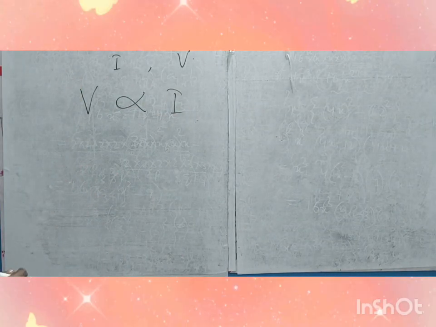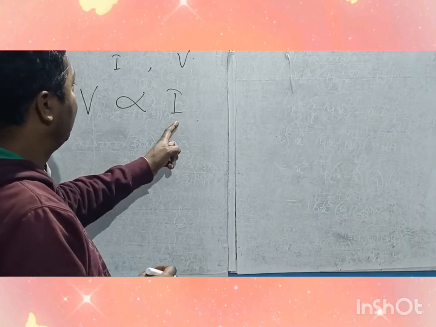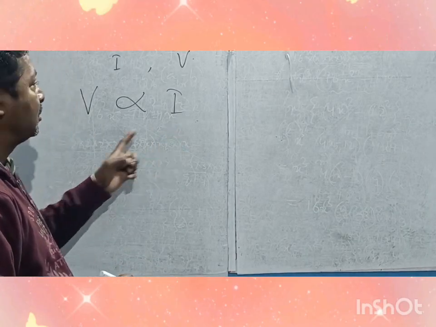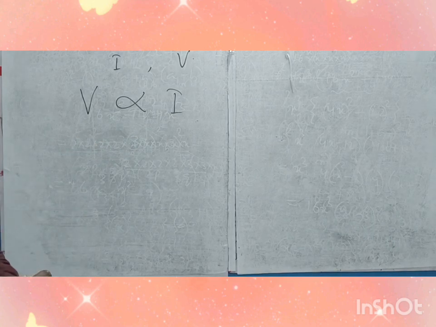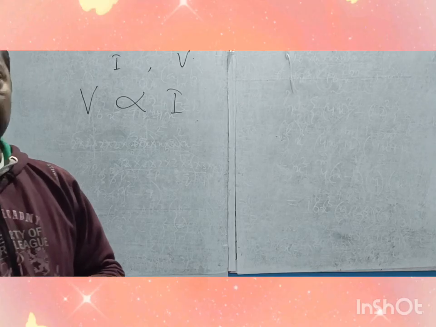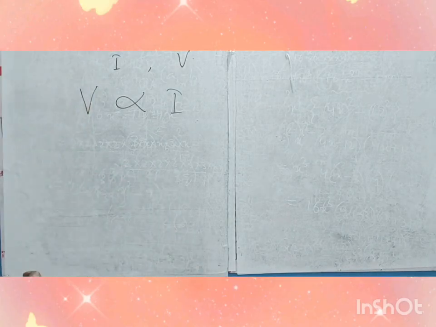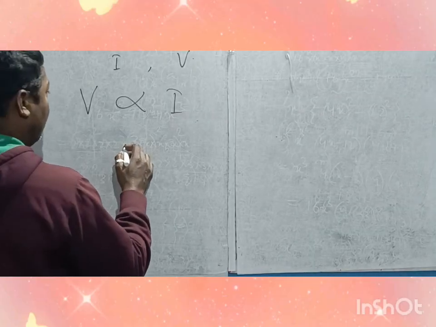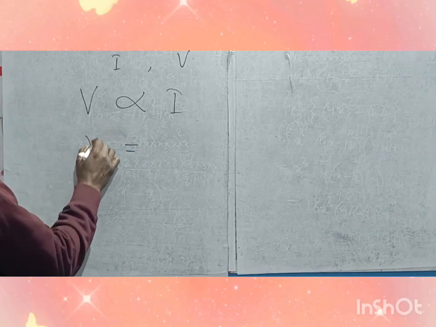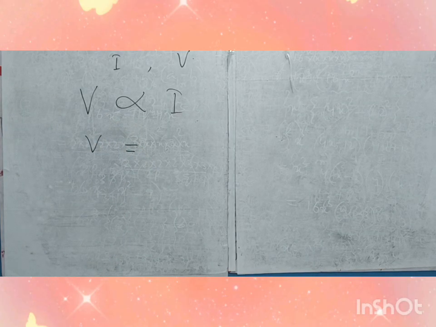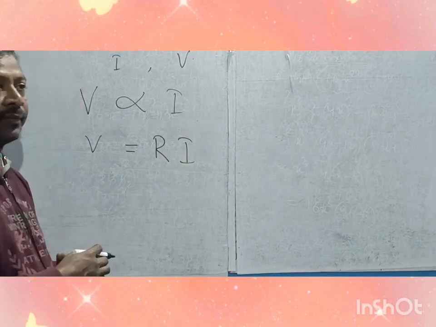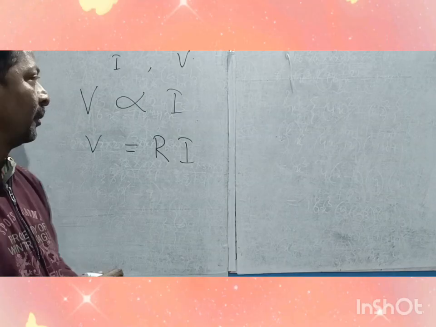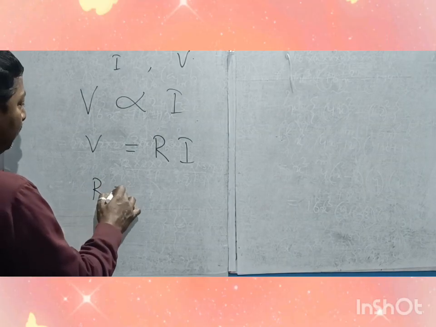Okay. So if the voltage increases, the amount of current will increase. If the voltage decreases, current will decrease. Okay. So if we make it equal to sign instead of proportionality, there will be a proportionality constant, and here the proportionality constant is R. What is R? R is the resistance. That means R equals V by I.